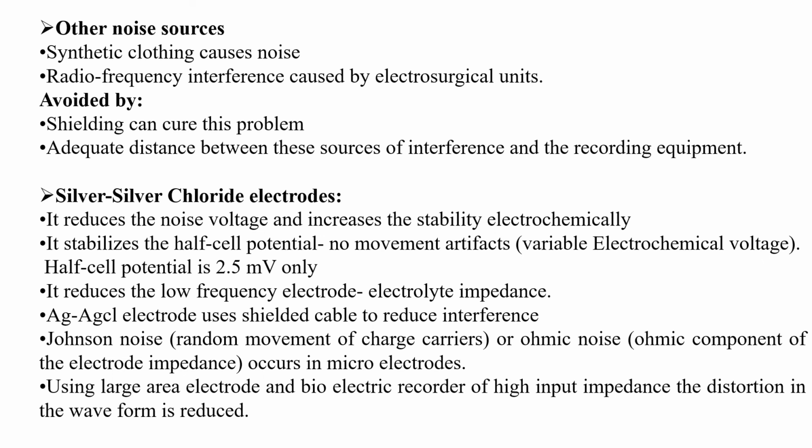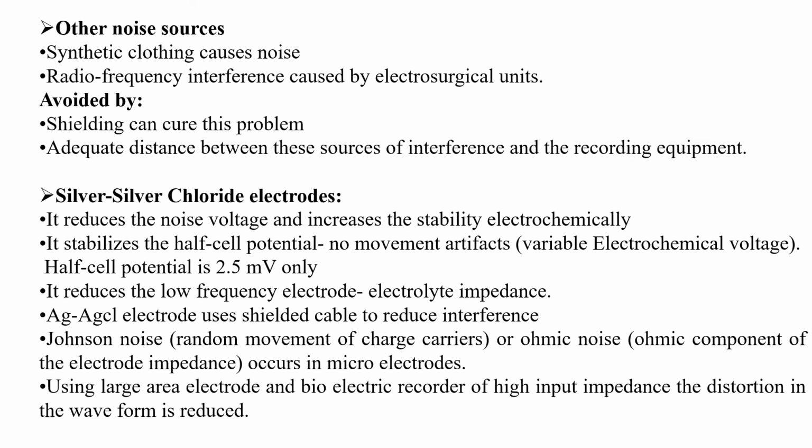Then we will see about silver chloride electrodes. In the previous session, on recording with two electrodes, we saw that in order to maintain high stability and impedance, we need to use a silver chloride electrode. It reduces the noise voltage and increases the stability. It stabilizes the half cell potential, so no movement artifacts are produced. It reduces the low frequency electrode electrolyte impedance.